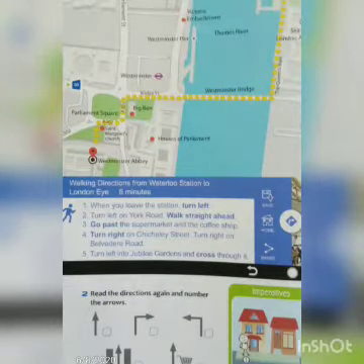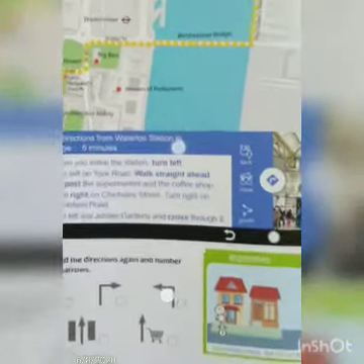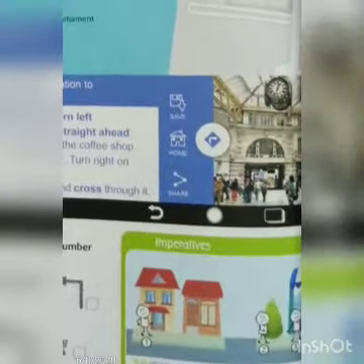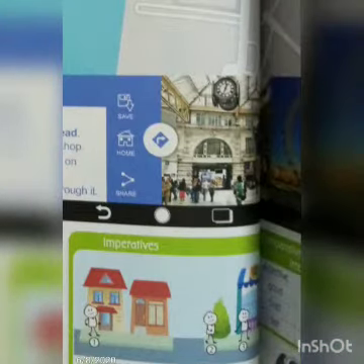Another important aspect in this lesson is the imperative forms. Look at your books. Imperatives. Walk straight ahead, but don't go past the coffee shop. Son formas imperativas de representar las direcciones.